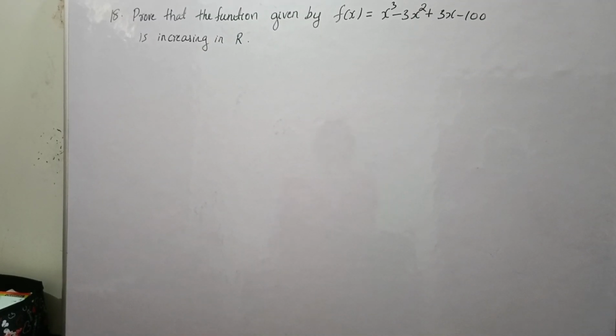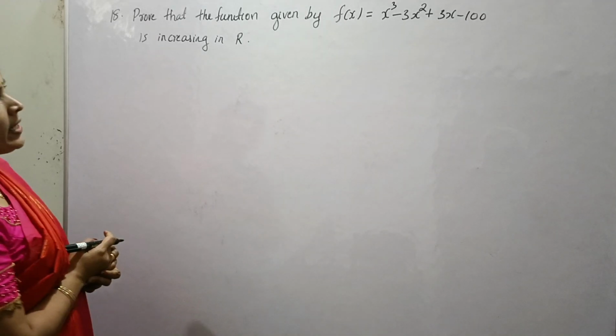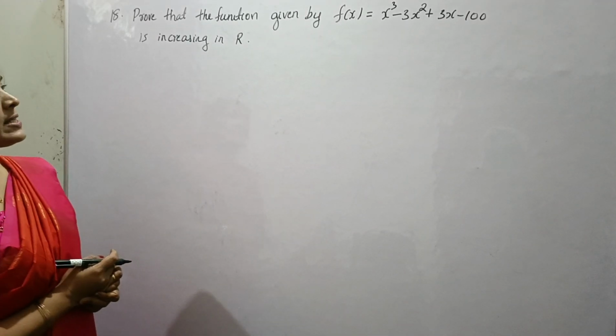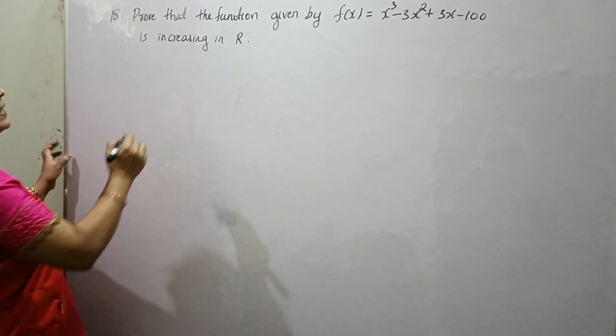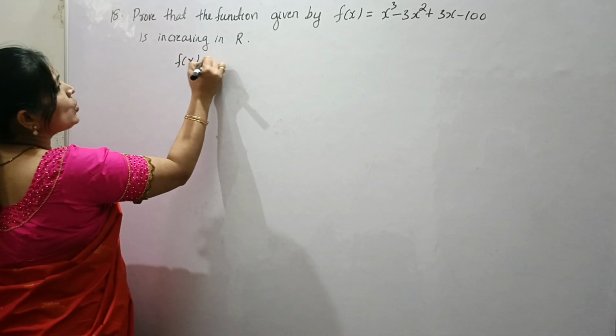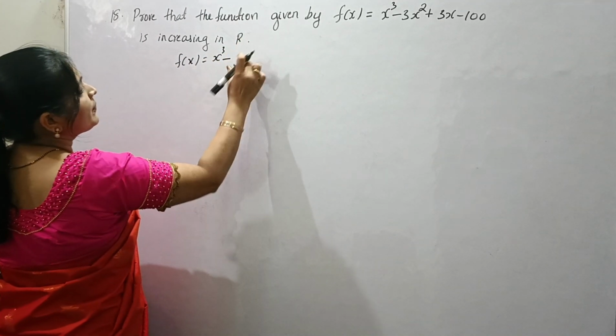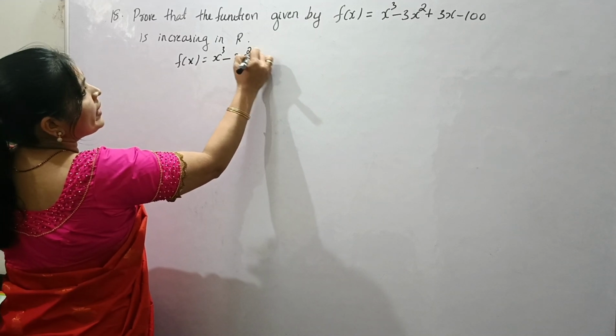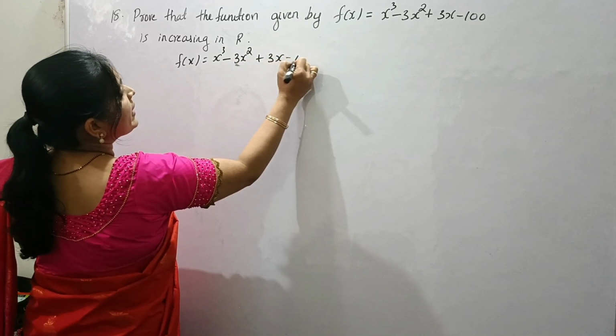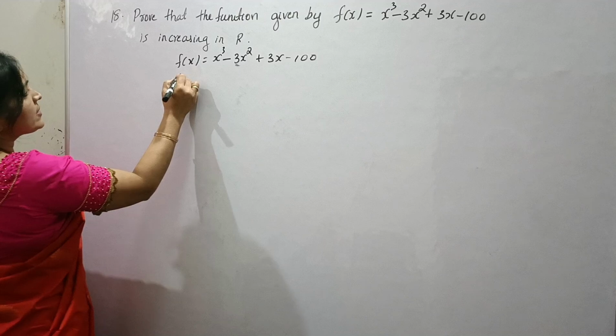Prove that the function given by f of x is equal to x cube minus 3x square plus 3x minus 100 is increasing in R. f of x is equal to x cube minus 3x square plus 3x minus 100. Let's find f dash of x. Here we have to prove this function is increasing in R.